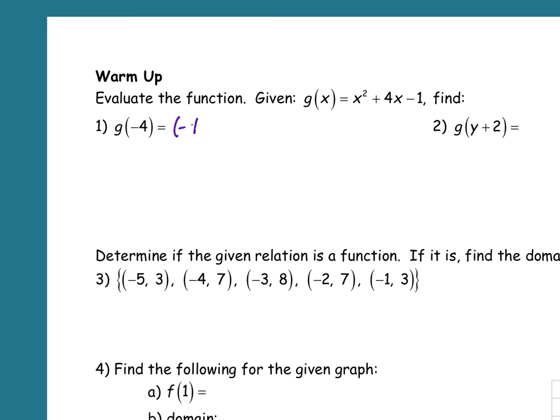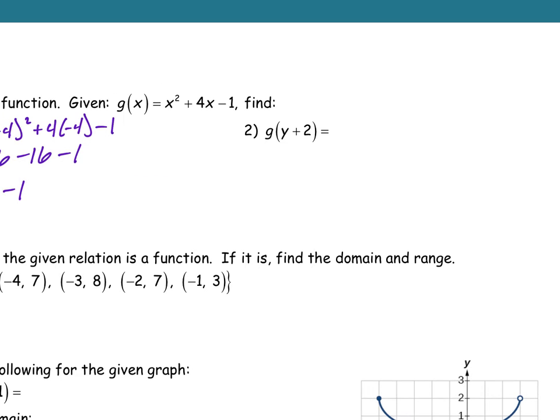So I've got negative 4 squared plus 4 times negative 4 minus 1. So negative 4 squared is 16. And 4 times negative 4? Negative 16 minus 1 gives me what? Negative 1. Awesome.